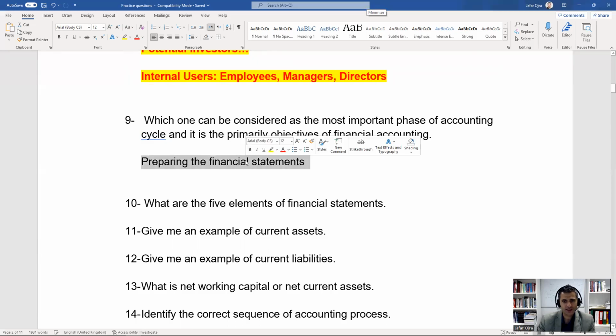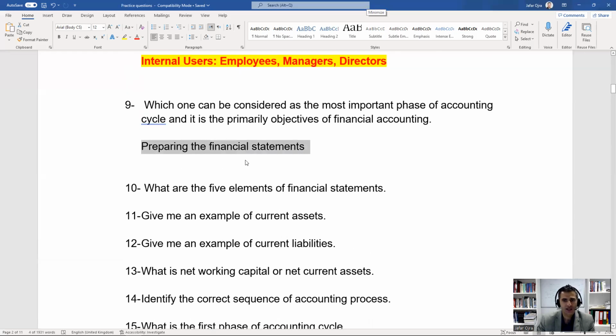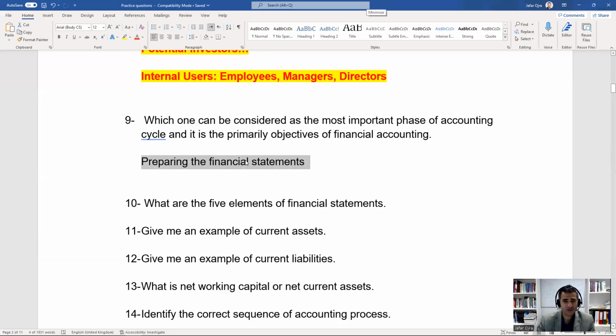So if you remember the cycle, the phases, the first one, identifying the economic event, then you record the transaction, and after that in the T account, if you remember, and one of the most important phases in the accounting cycle is preparing the financial statements. Okay, dokie. That's number 9, yeah?